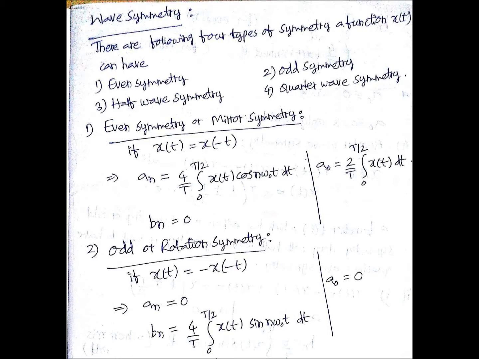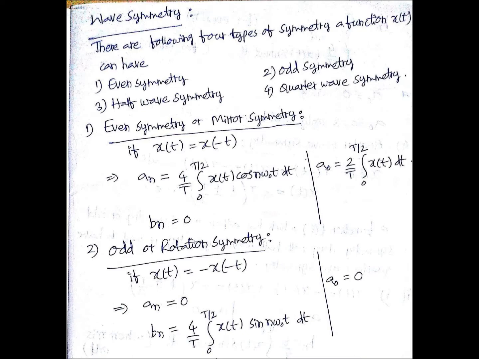So here in this lecture we are going to learn about wave symmetries. If you use this type of symmetries for a waveform, you can easily write the Fourier series. There are mainly four types of symmetries for a function x of t: even symmetry, odd symmetry, half wave symmetry and quarter wave symmetry.